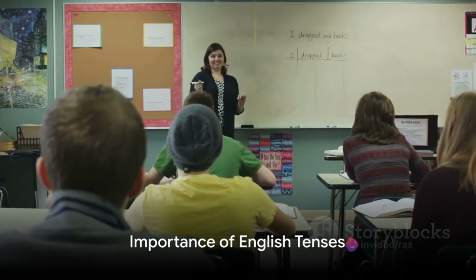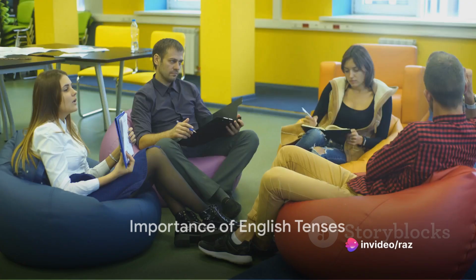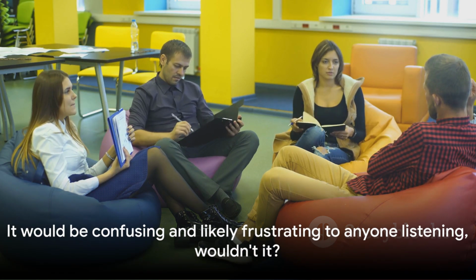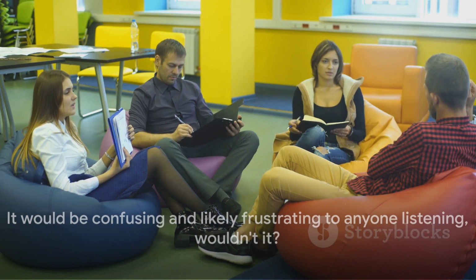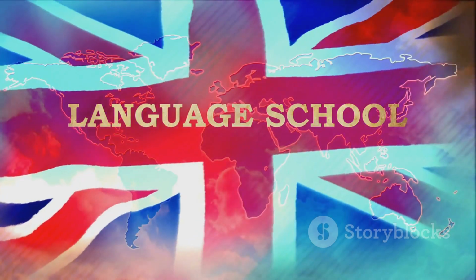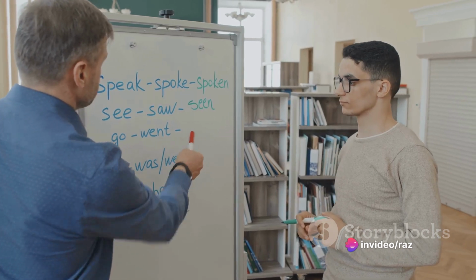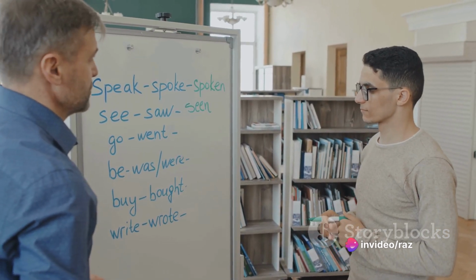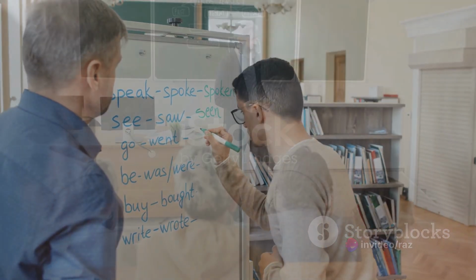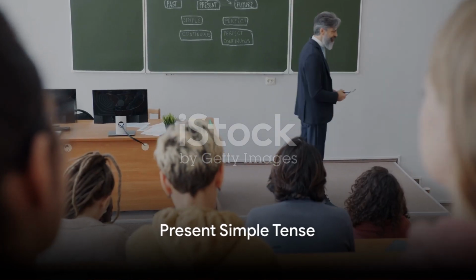Why does understanding English tenses matter so much? Well, imagine trying to tell a story without specifying when the events took place. It would be confusing and likely frustrating to anyone listening, wouldn't it? That's why English tenses are so critical. They allow us to express when an action happened, whether it's now, in the past, or will happen in the future. Firstly, we have the present simple tense.